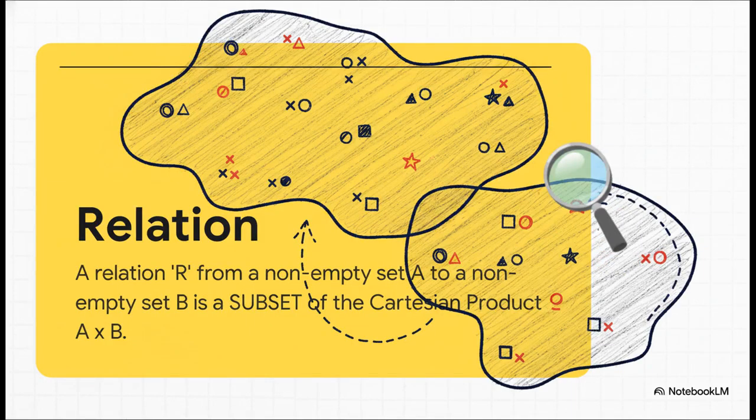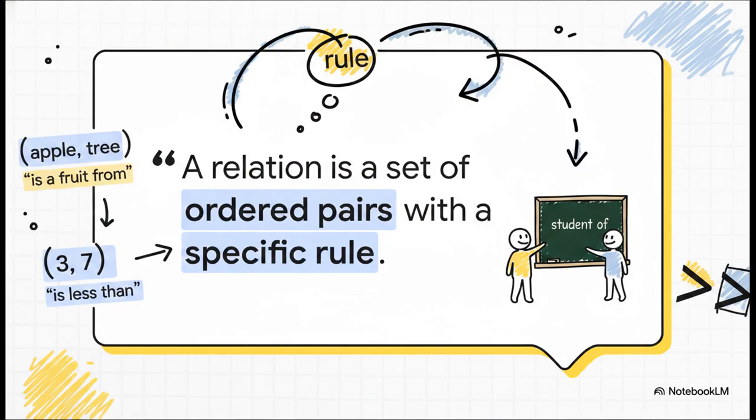And here it is, the formal definition. A relation is just a subset of that giant pool of possibilities. That's it. We're not taking every pair anymore. We are being selective. We're picking out only the ones that fit a specific rule that matters to us. This quote just nails it. The rule is the secret sauce. That rule can be anything you could imagine.